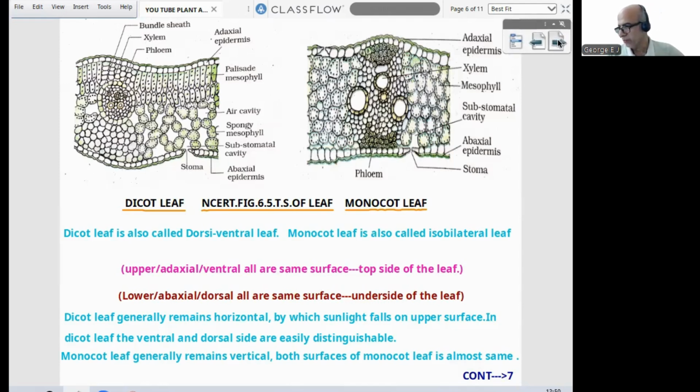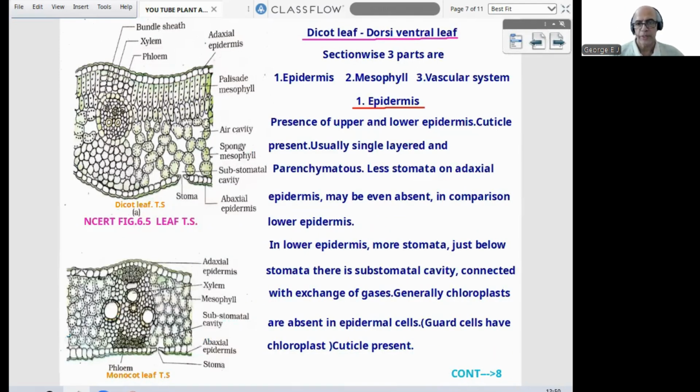Then in dicot leaf, we can find epidermis, mesophyll and vascular system. Upper and lower epidermis are single layered and parenchymatous, with fewer stomata on the adaxial epidermis, maybe even absent, in comparison with the lower epidermis, which has more stomata. Then a substomatal cavity can be seen, connected to the exchange of gases. There is no chloroplast in epidermal cells. Guard cells may possess them, but generally epidermal cells lack them. Cuticle present.